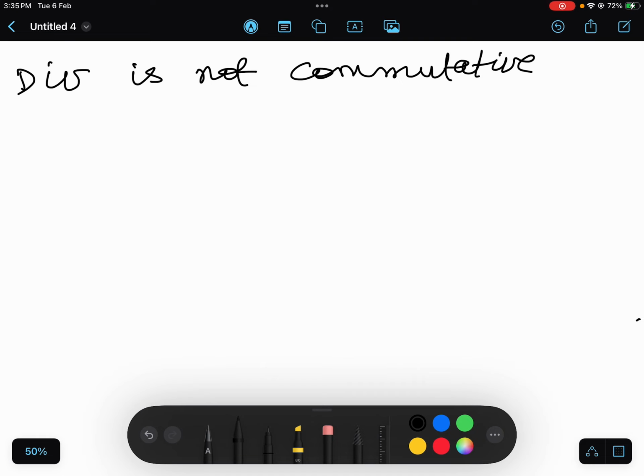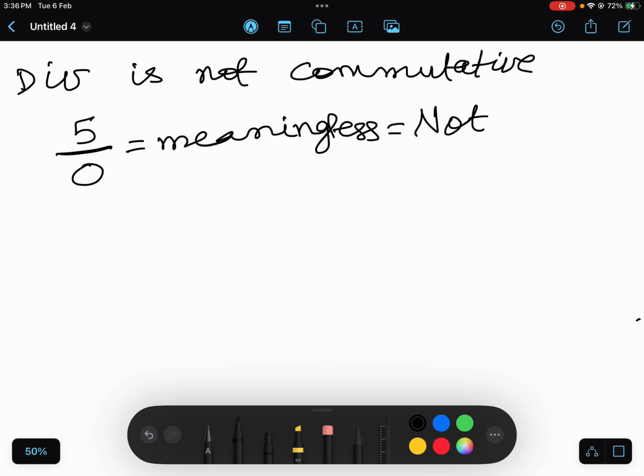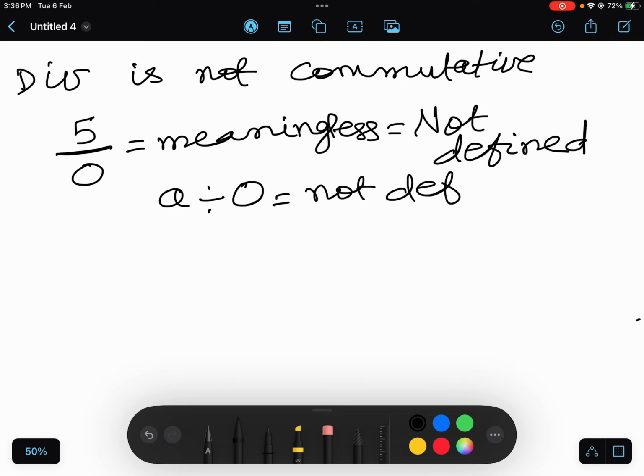Then what else should you know? See, dividing by 0 is meaningless. Suppose I do 5 divided by 0. This is just meaningless. We can never divide by 0. Suppose if they give you any problem like this, what is 5 divided by 0? You can just answer not defined. So in general I can tell that a stands for any integer. So a divided by 0 is not defined. We can never find that.